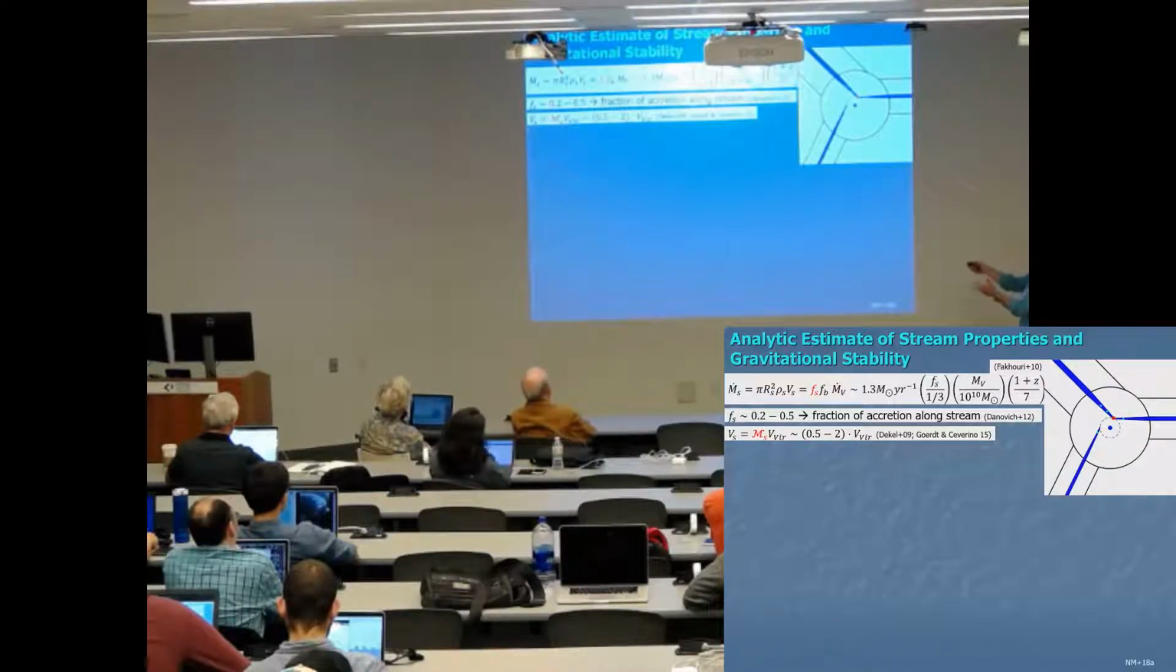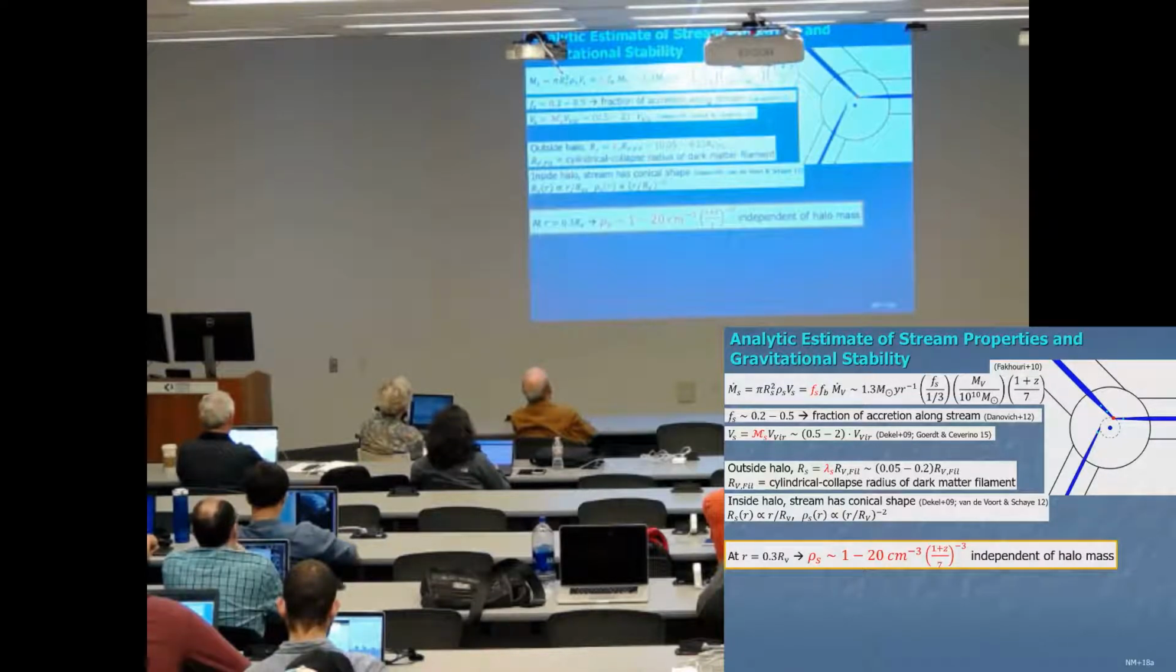So that's what we did in this paper. We tried to come up with a toy model for the properties of streams as a function of halo mass and redshift, and when we might expect them to become gravitationally unstable, cool and form stars. Unfortunately, as my chair will tell me, I do not have time to go into the details of the model. I will refer you to this paper and leave you with a few key take-home points.